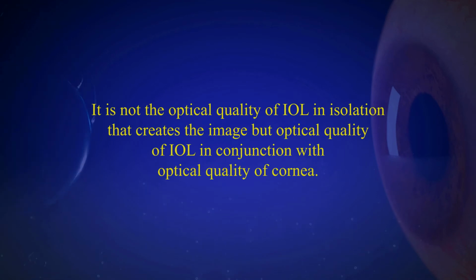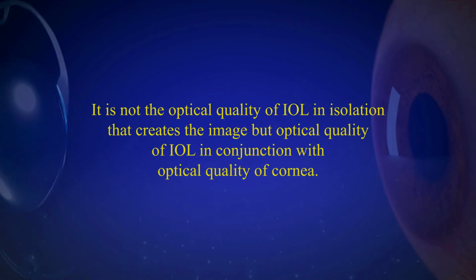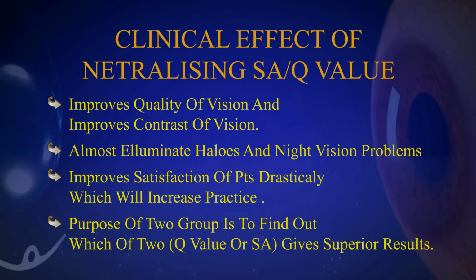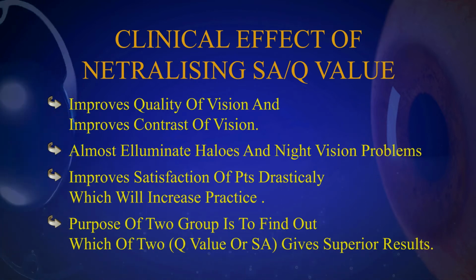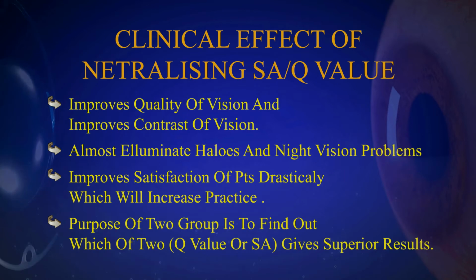For getting very good quality and quantity of vision, we must neutralize asphericity of the cornea or spherical aberration. So, it improves the quality and quantity of vision. It also eliminates halos and night vision problems. It improves contrast sensitivity of the patient, and it increases the depth of focus so that near vision add in monofocal IOL is reduced.